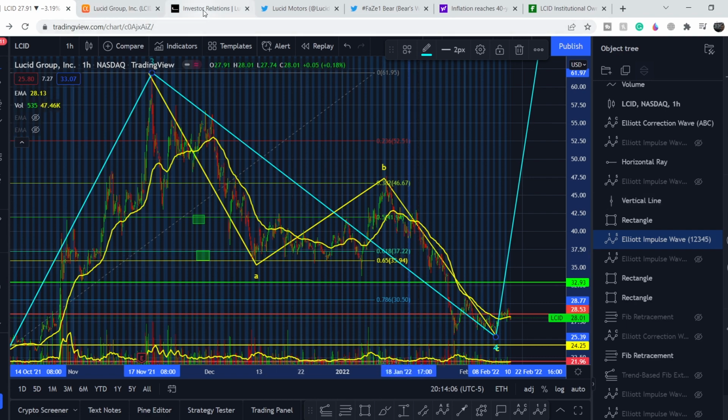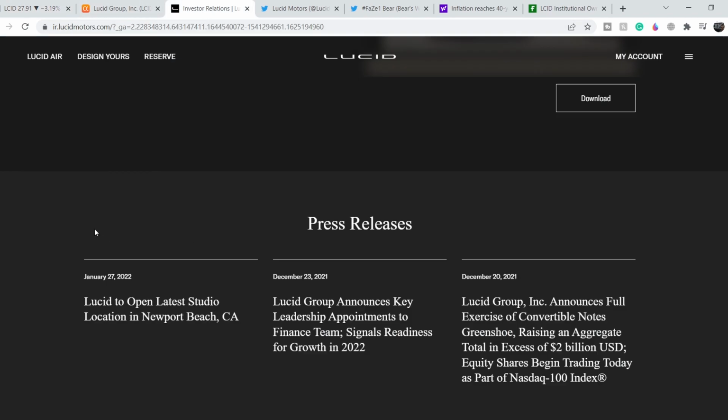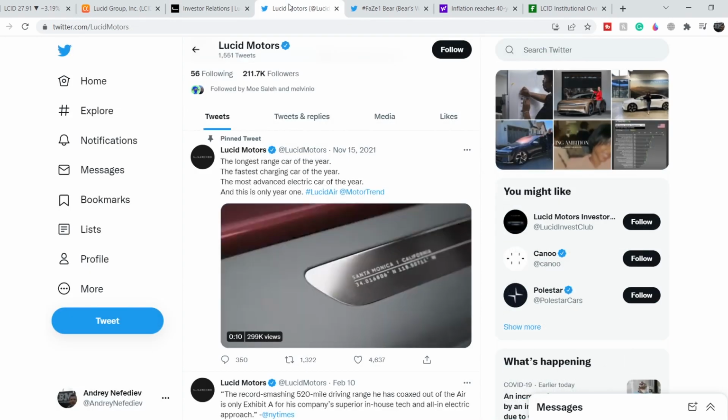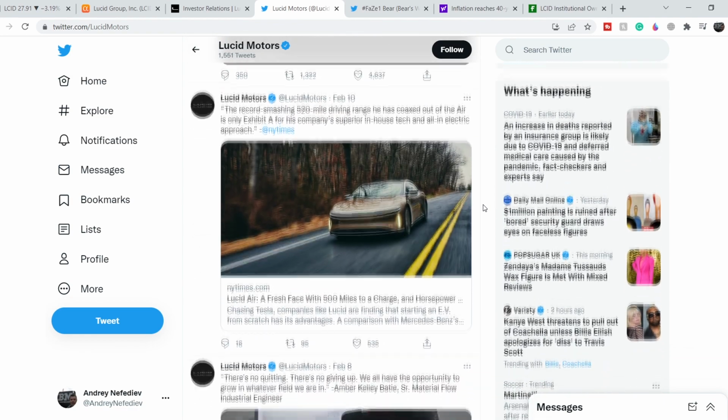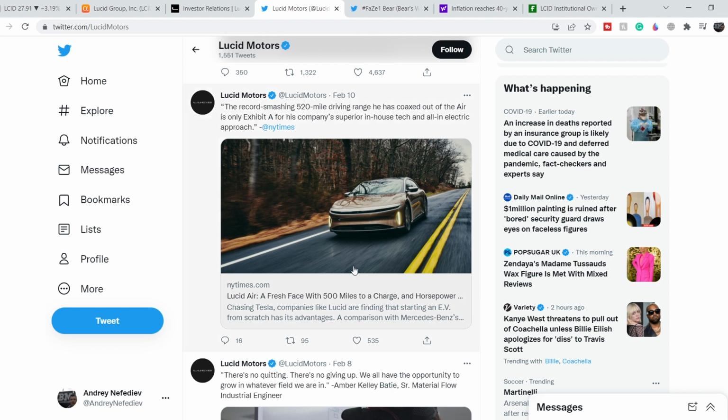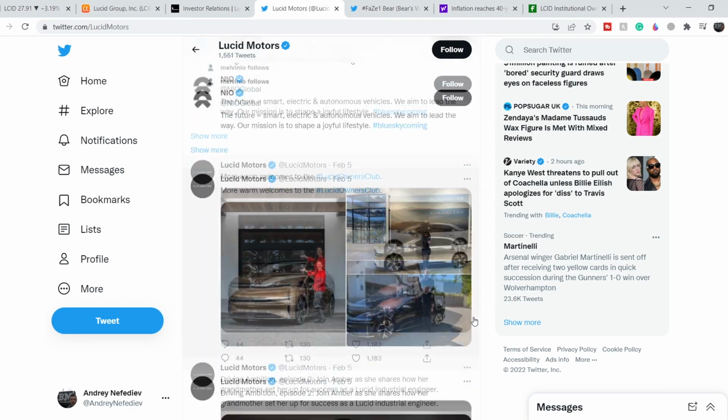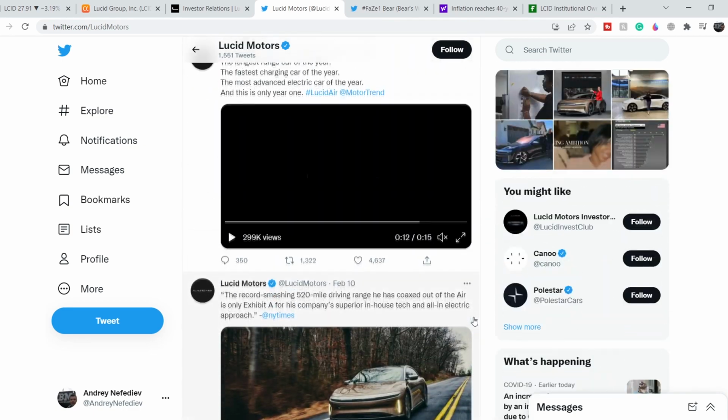So let's continue with the fundamental news. Unfortunately, we don't have any news from the press release section of Lucid Motors website. The latest one was published on January 27th about their new studio in Newport Beach, California. And we also don't have any mentions about the upcoming events or the upcoming earnings report on their official Twitter page. They just posted several articles about Lucid, where the New York Times mentioned again their 500 miles range, and nothing more. Technically, we don't have any news at all.